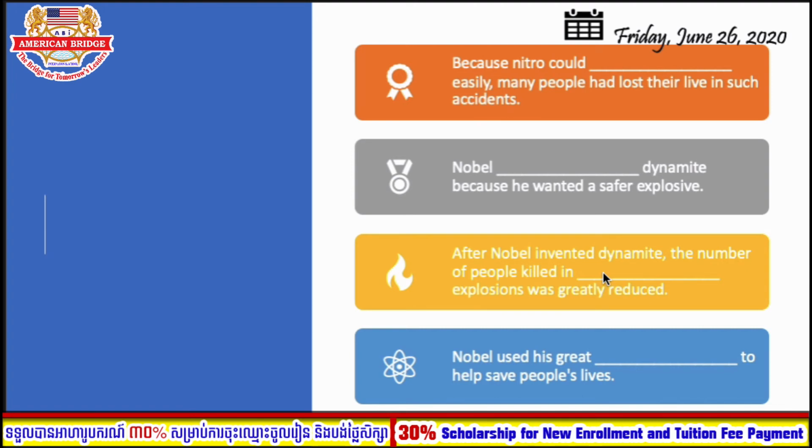What, everyone? Right, in explosions, which one? In accidental, right? In accidental explosions was greatly reduced, which means explosions that had no intention to hurt people. And the last one, Nobel used his great skill to help save people's lives.